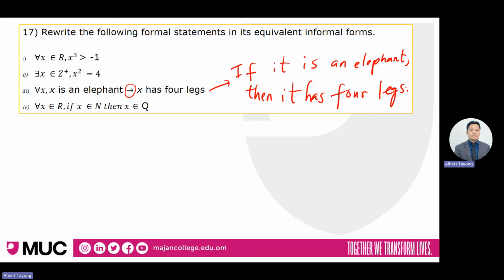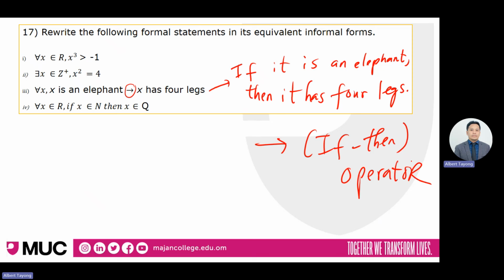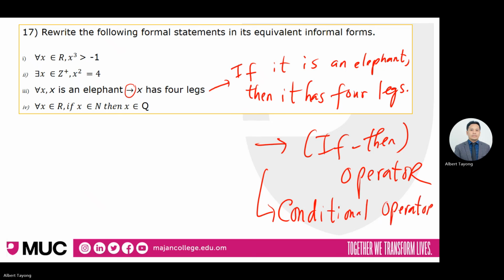So you can use if then. This symbol means if then statement. This is the if then operator actually, or conditional. We also call this the conditional operator because we have a condition. Okay, here our condition is if it is an elephant. That is our condition after if.